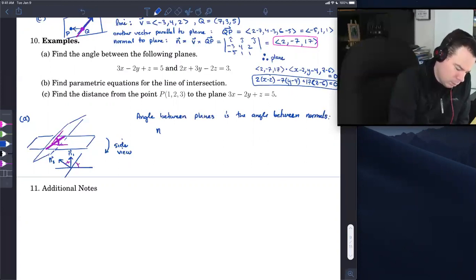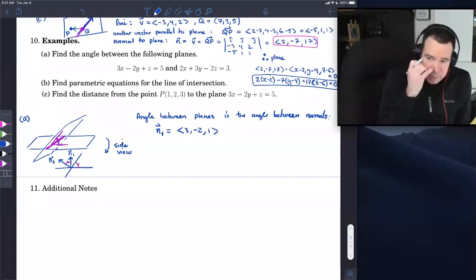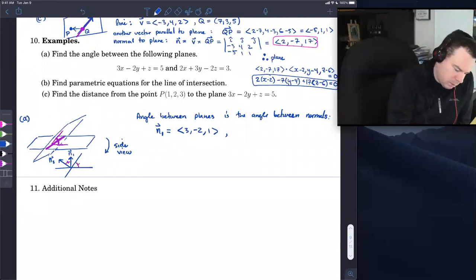And so let's work out what these normals are. The normal to the first one, we get by just reading off the coefficients of x, y, z. What's the normal to the second plane? Again, we look back at the equation of the plane and we read off the corresponding coefficients, 2, 3, -2. And so now we can find the angle.